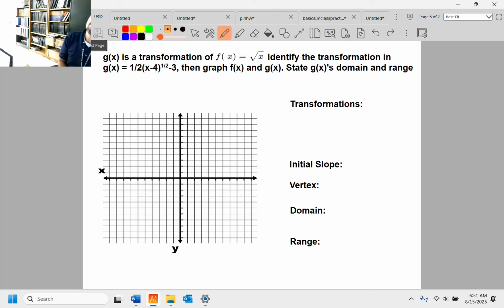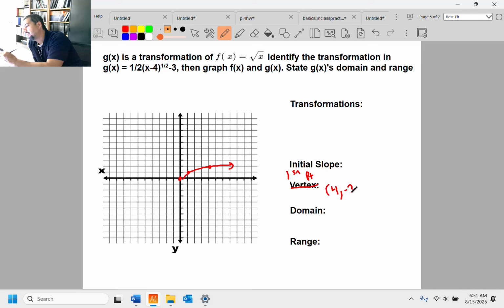Alright, g of x is a transformation of f of x being the square root of x. Identify the transformations, same old thing. So, square root of x again. Let's draw mama first. Mama looks like that. And there is square root of x. Let's talk about our first point here. We are left 4 and down 3. Sorry, not left, right 4 and down 3. It's going to put me about right here.